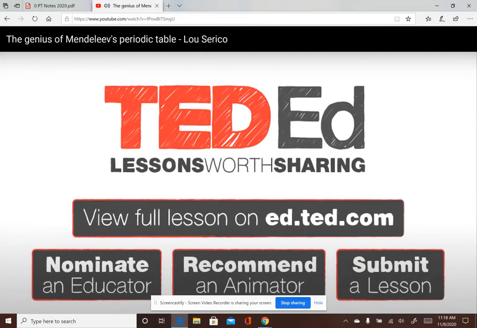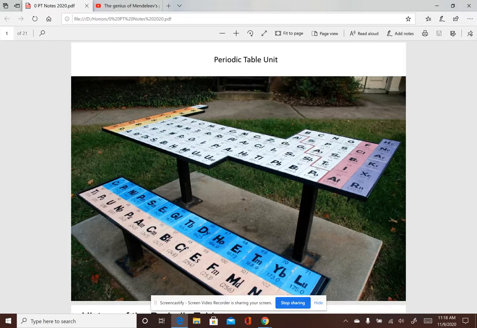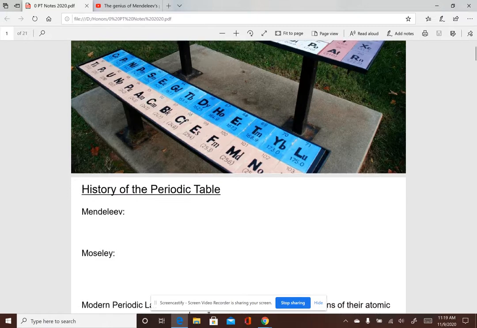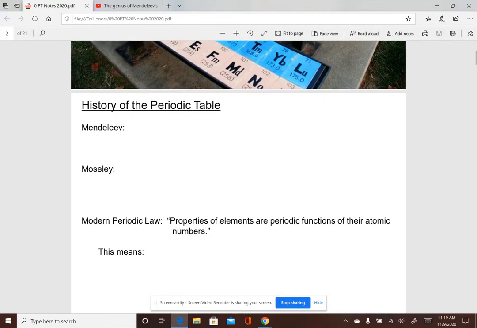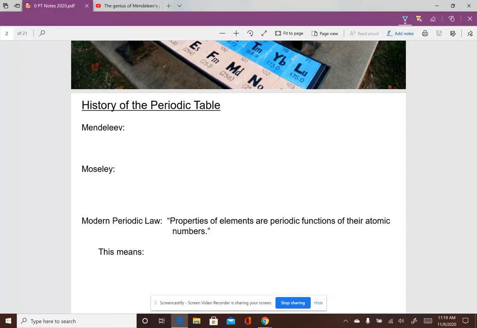Okay, guys. So I just think that video introduces it so nicely. How Mendeleev organized the elements on the periodic table was actually by atomic mass. Currently, the elements changed a little bit in order.